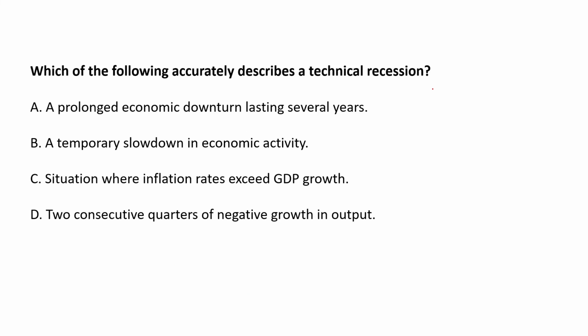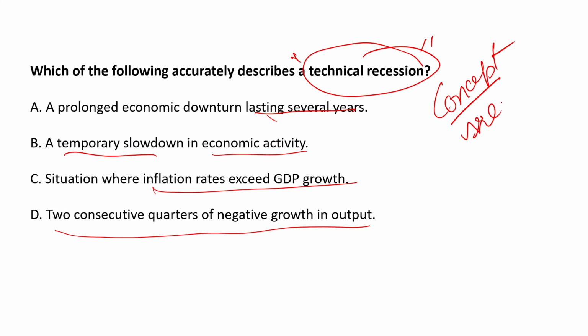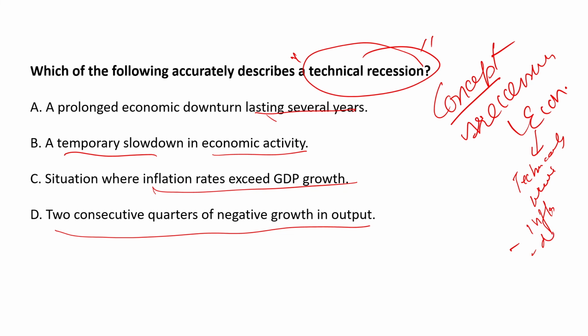Next and the last question for today. Which of the following accurately describes technical recession? There are 4 options: a prolonged economic downturn lasting several years, a temporary slowdown in economic activity, a situation where inflation rate exceeds the GDP growth, and 2 consecutive quarters of negative growth in output. Technical recession denotes that we are talking about a very specific aspect. So the concept of recession from economics becomes important for us. The technicalities are there. What is a recession? 2 quarters, 3 quarters? What is inflation, deflation, stagflation? So you should have conceptual clarity.